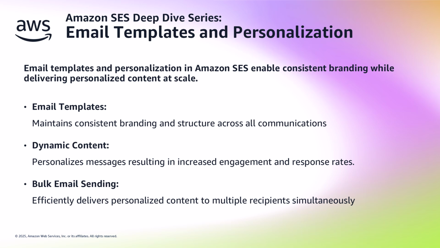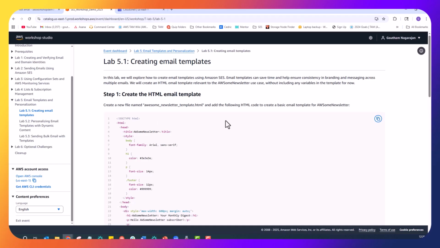This lab covers three main areas that work together to create a comprehensive templating solution: creating email templates for consistent branding, adding dynamic content for personalization, and sending bulk emails efficiently using these templates. Let's start with the first section of this lab, that is, creating email templates. In this section, we will create an HTML email template that serves as the foundation for our awesome newsletter communications.